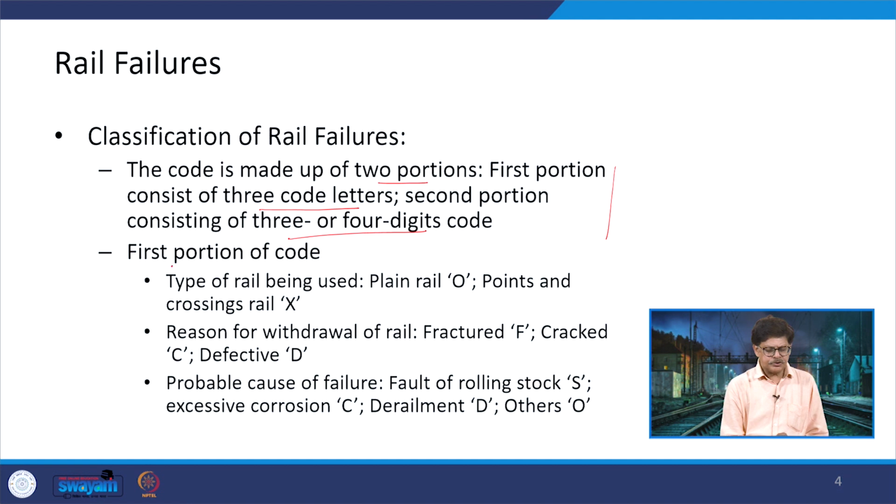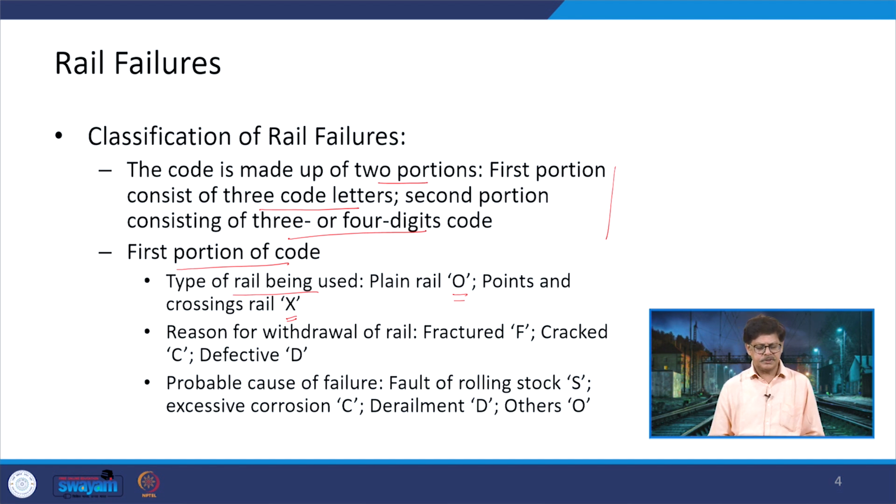So, if you look at the first portion of the code, which is a 3 code letter, the type of the rail being used is defined by the first letter, and we use O for plain rail and X for the points and crossing rails. So, it defines whether it is happening on the points and crossings or on the normal rail section. So, O and X are being used.